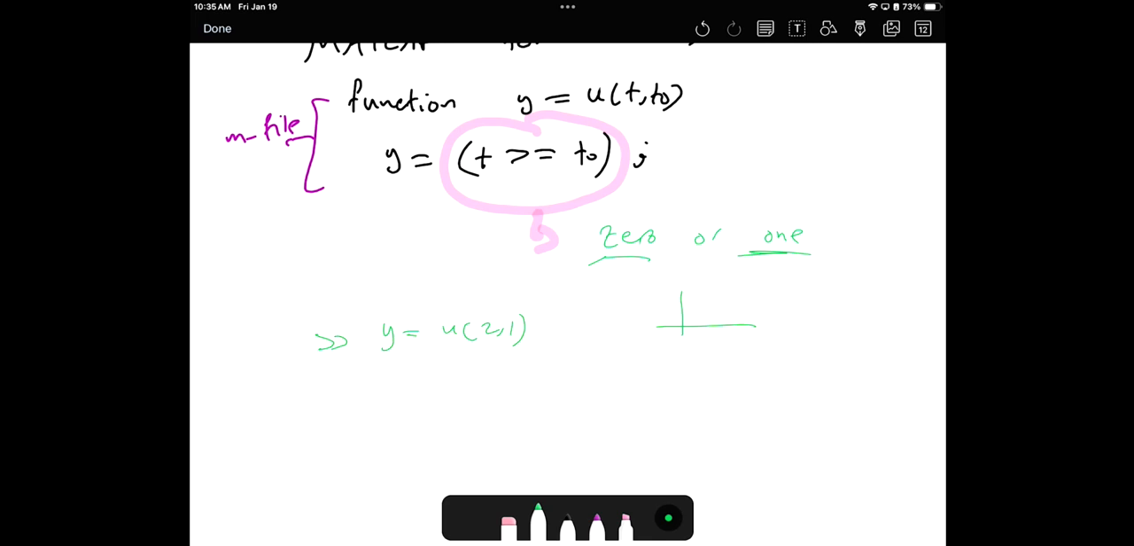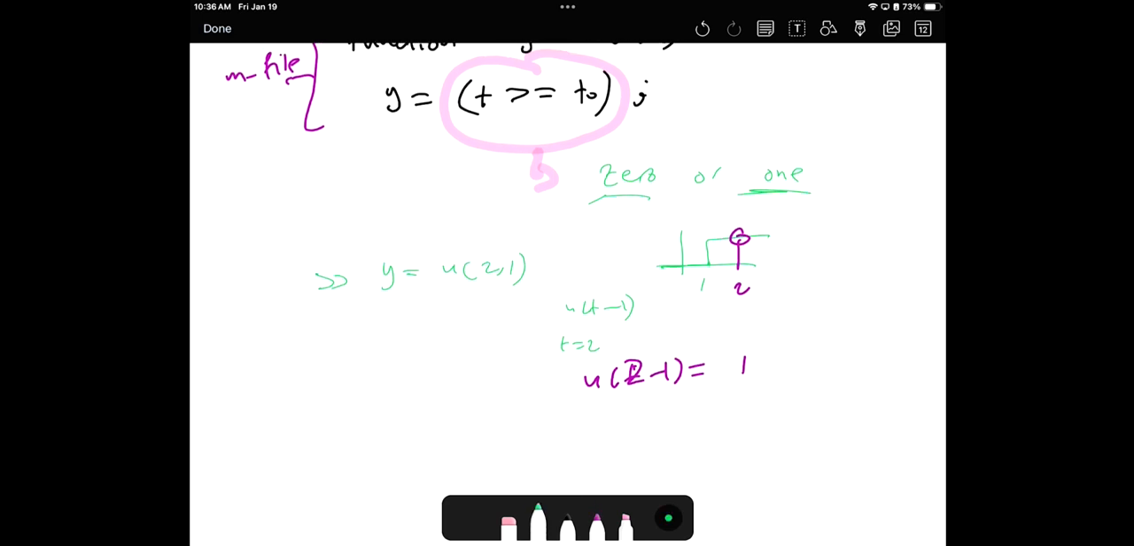this means at t equal 2, while my t0 is 1. This looks like u of t minus 1, and I substitute t equal 2. So here u of t minus 1, and my target is at 2. So at 2, of course, it is going to be 1, right? So the output must be 1, u of 2 minus 1. So of course the output will be 1. So how will MATLAB manipulate this? It will substitute: is 2 larger than 1? Then yes. So the output will be 1, which is true.